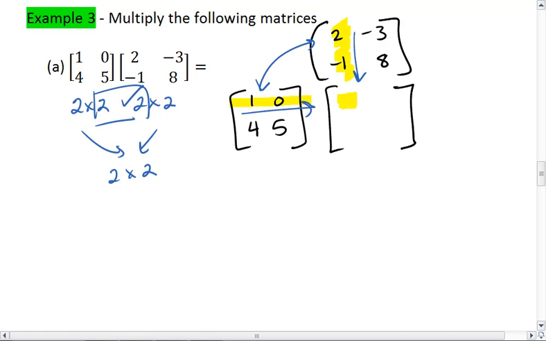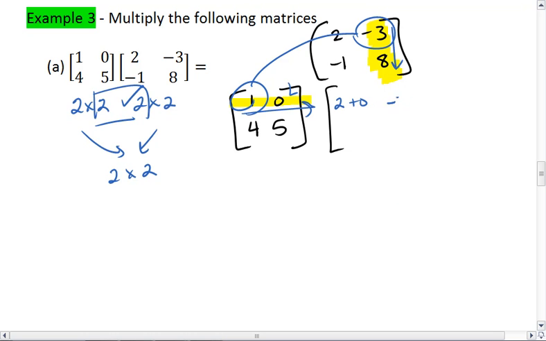I do 1 times 2, which is 2, plus 0 times negative 1, which is 0. That becomes my first element. Okay, to solve for the second element, I'm still in the first row, but now I'm in the second column. So what I do is 1 times negative 3, which is negative 3. Let's give us a little bit more room here. Plus 0 times 8, which is 0. That gives me the second element.